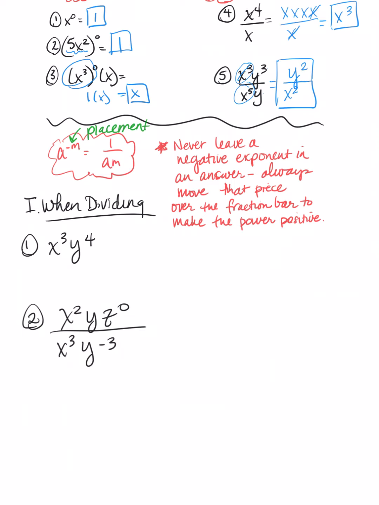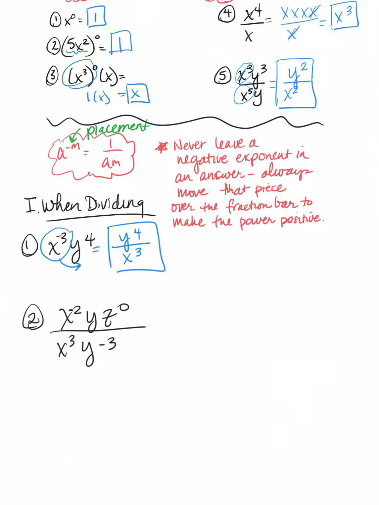So let me show you what I'm talking about. Number 1 here, when you divide, we have x to the negative 3, y to the 4th. Now, the way to make that power positive is just to move this piece underneath. So that y to the 4th, I'm going to leave it alone, and I'm going to put a fraction bar underneath it and put x to the 3rd below. Now they're both positive exponents, and I can't reduce any further, so that's it for that question. Look at number 2.